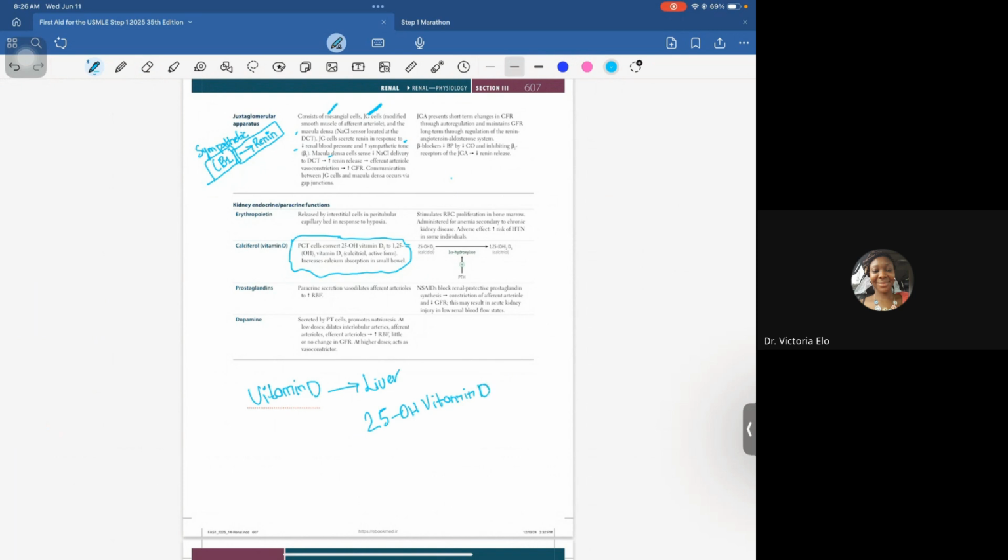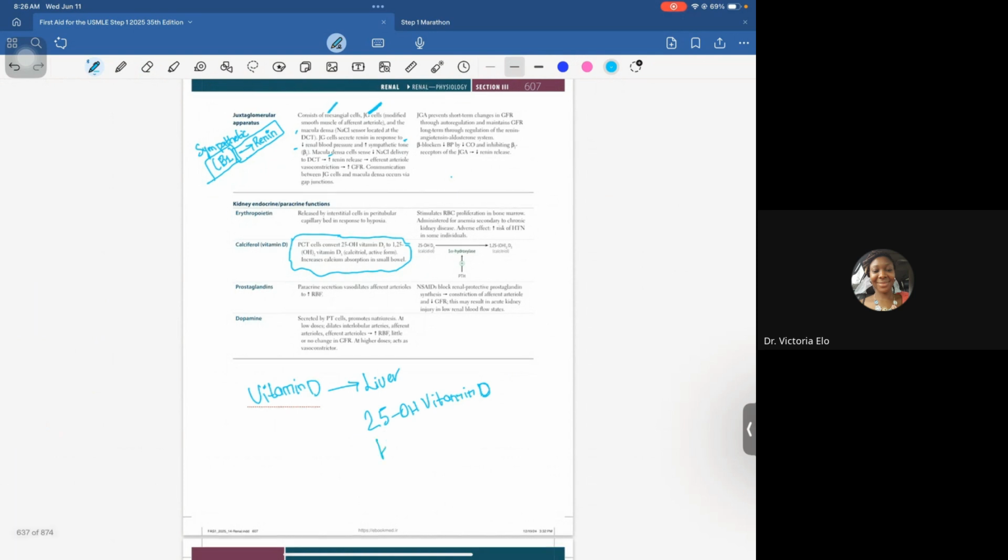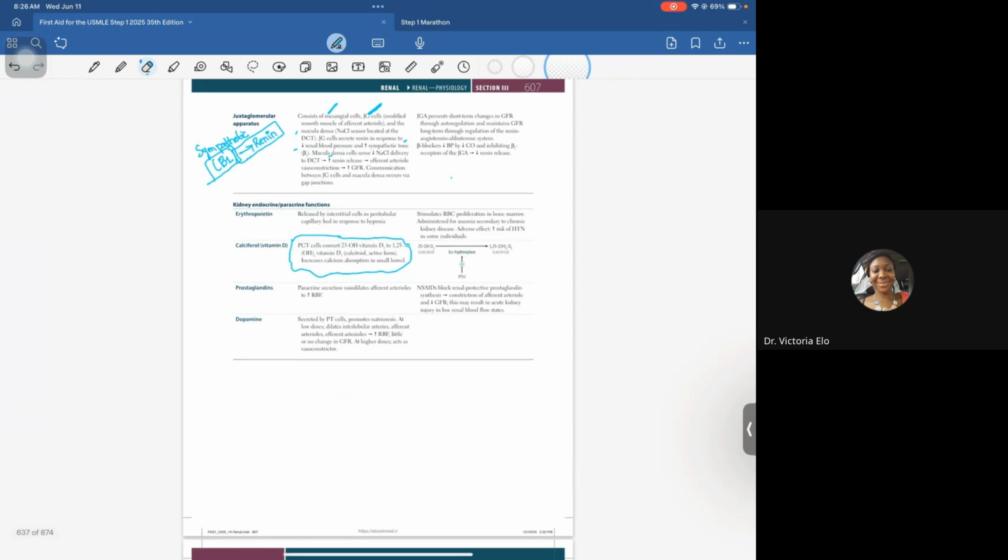After that, the next thing that is going to happen is that it goes to the kidney, and in the kidney, PTH acts on the proximal convoluted tubule and asks it to convert this 25 hydroxy vitamin D by adding another hydroxyl group to it. So it's going to get converted to 1,25 hydroxy vitamin D3. So it's going to get converted to the ultimate form.